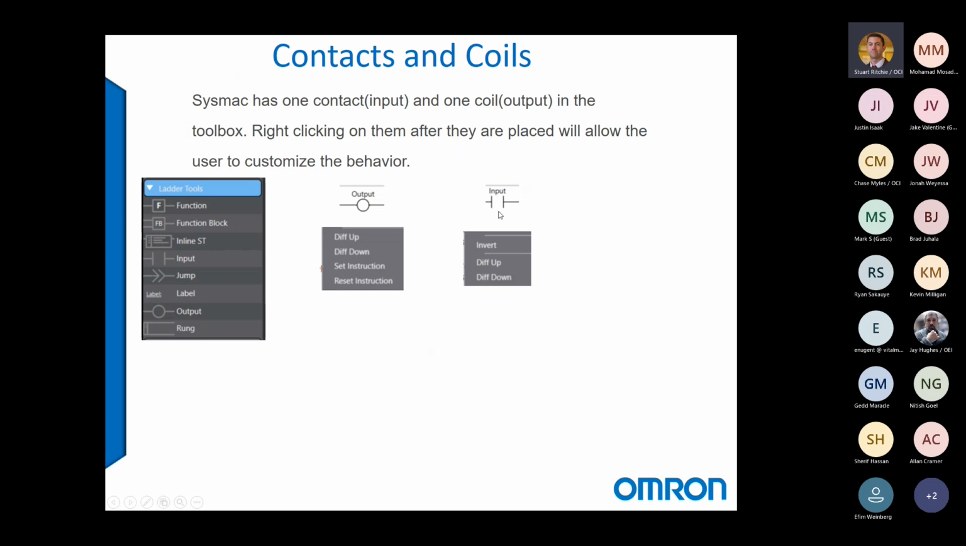Contacts and coils in Sysmac Studio. So we have in our toolbox ladder tools, which is what we'll be working out of for the majority of today. And you may have noticed that there's one input and there's one output, commonly called a contact and a coil. So if we right click on either of those, that lets us change the type of input or output that it is. In Sysmac, we call rising edge instructions diff. So rising edge up, rising edge down is diff up, diff down. Invert would change this input to a normally closed.